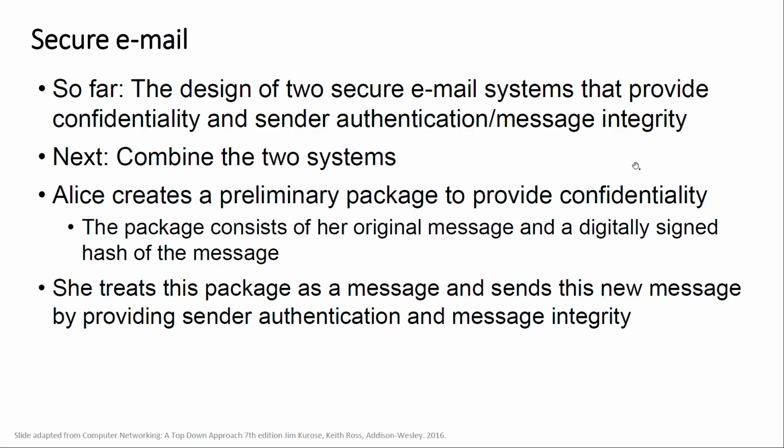So far what we have done is as follows. We designed two different secure email systems: one provides confidentiality, and the other provides sender authentication and message integrity. So the next step is to combine the two systems. How it works is as follows. Alice creates a preliminary package to provide sender authentication and message integrity. The package consists of her original message and the digitally signed hash of the message. She treats this package as a message and sends this new message by providing confidentiality.